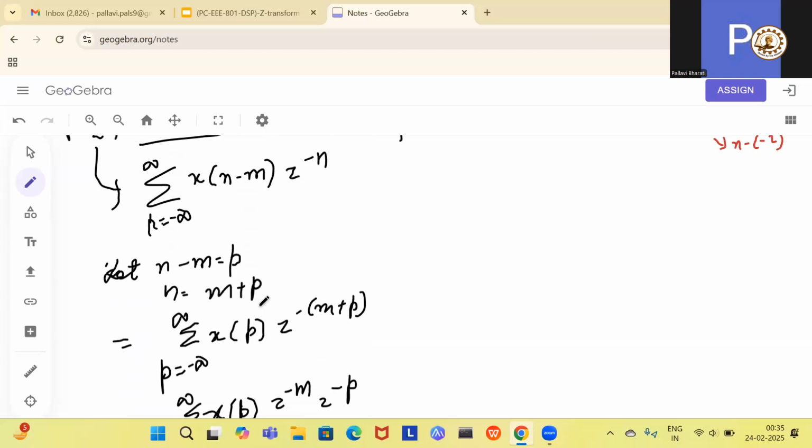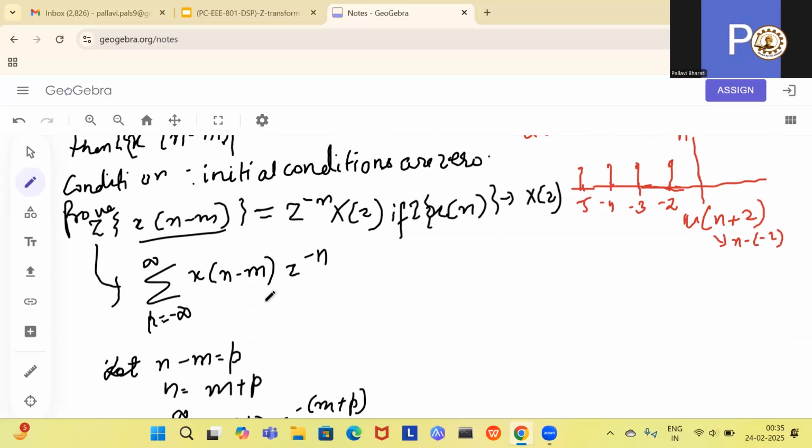So let us once again go through the proving. In the proving part, it was given to us that the Z transform of x of n is X of z. And we had to prove that if I shift this signal by an amount, say m, it will become x of n minus m. Now, if I take the Z transform of x of n minus m, we are going to get z to the power minus m X of z. So how will you prove this thing?